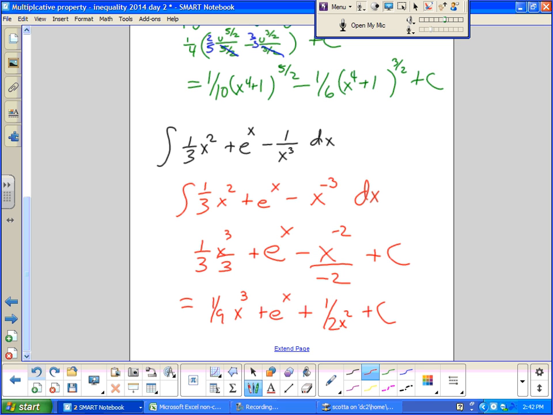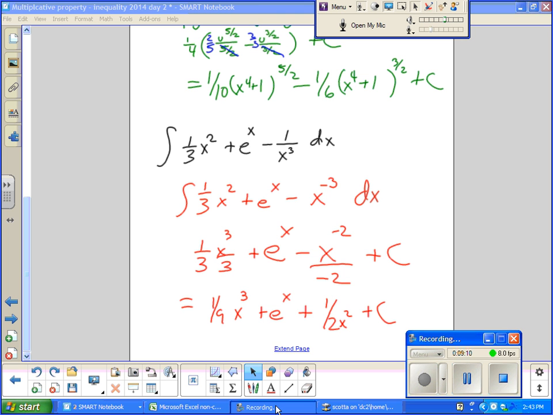All right? Or some textbooks call it the antiderivative. Keep practicing those.